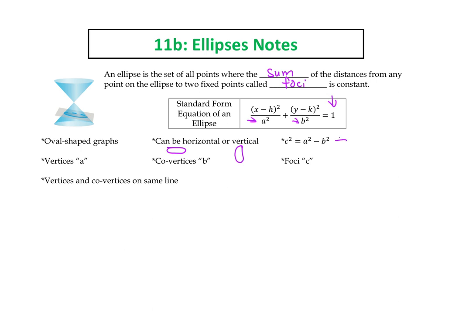And then in this formula, we have an a value, which is below the x, or it should be the higher of the values, and then the b value is the lower value, and then c is the foci. That's how we get that. So the vertices are the A, the co-vertices are the B, and the foci is the C. Vertices and co-vertices are on the same line.